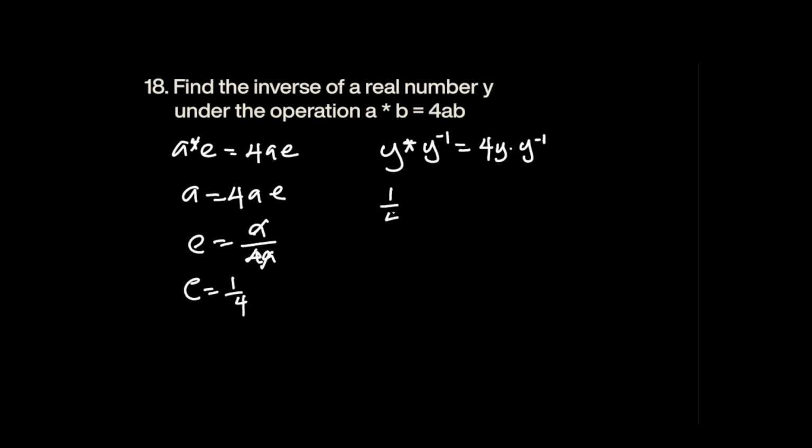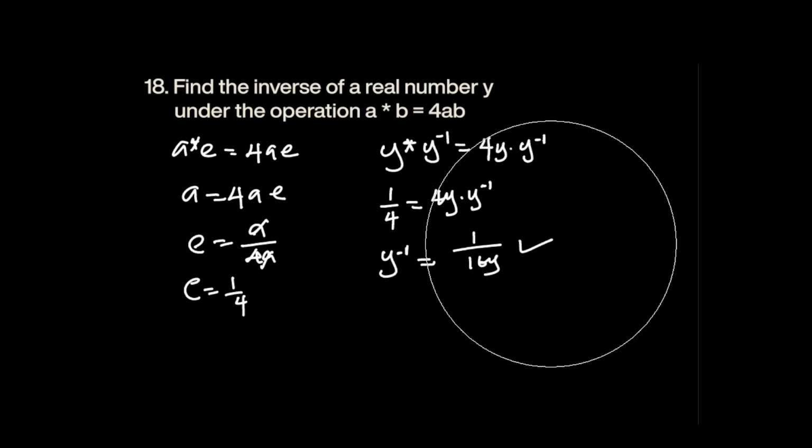So you have 1 over 4 equal to 4Y multiplied by Y raised to power minus 1. So you are looking for Y raised to power minus 1. So divide both sides by 4Y. You therefore have 1 all over 16Y. So the inverse of this particular function is going to be 1 over 16Y. And that will be the right answer to the question.